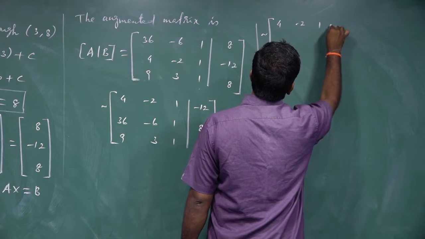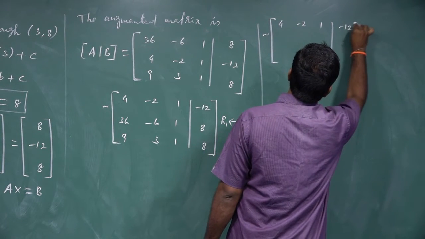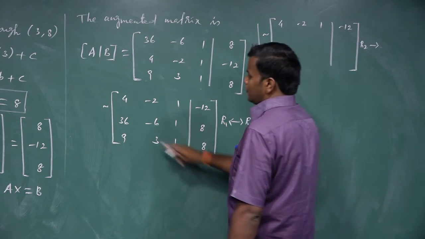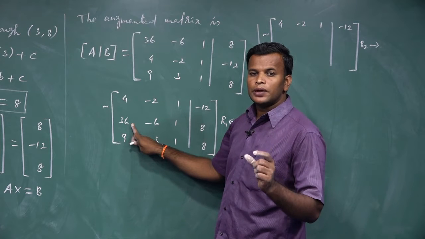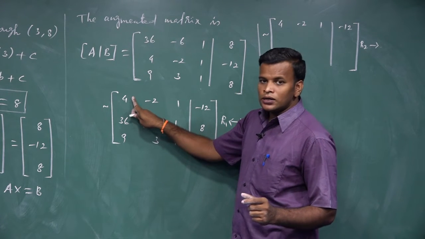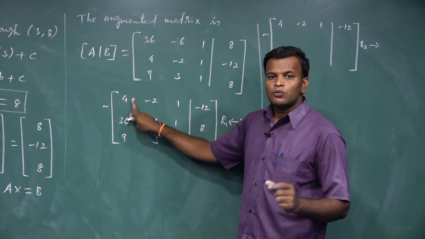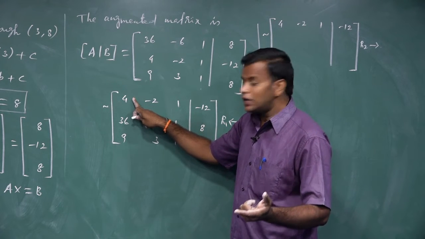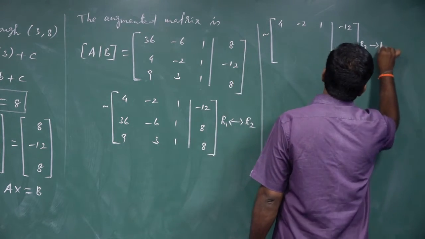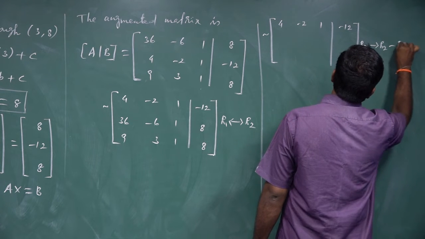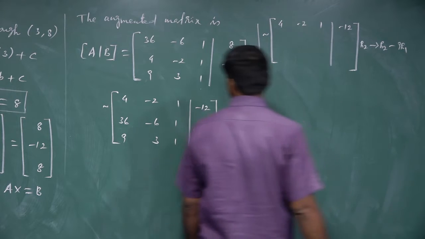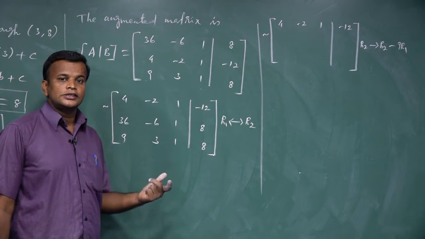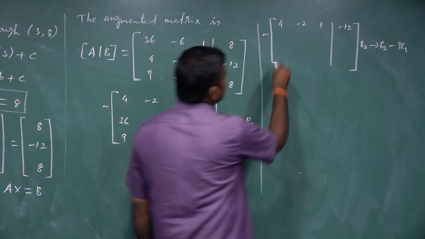4, minus 2, 1, minus 12. And I write R2 as. Okay. Now the motive is to convert that element to 0. I consider R2 and R1. 36, 4 is there. Suppose I multiply the first row fully by the number 9. 9 4s are 36. So we write R2 as R2 minus 9 times R1. Okay, 9 times R1. 36 minus 9 4s are 36. 36 minus 36 is 0.